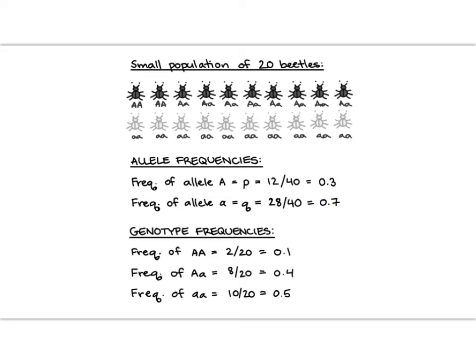And we've got 12 big A's. We've got 4 from the homozygous dominants, and the other 8 are from there. So we've got 0.3. You can always error check, because if you add these up, they should come to 1.